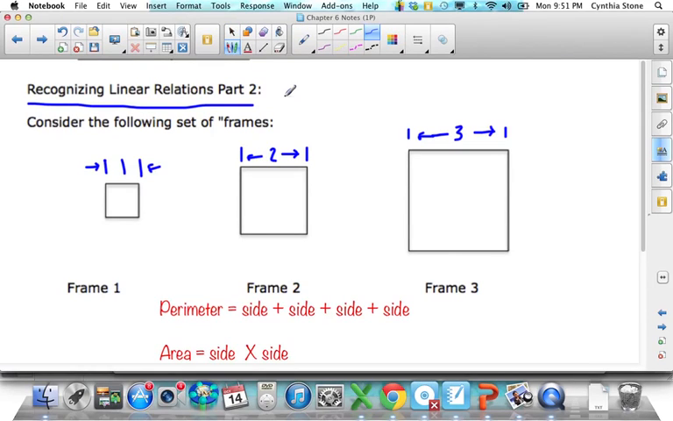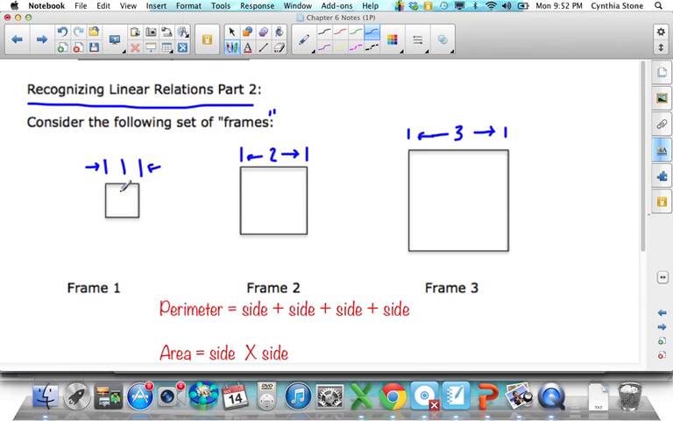Okay, part two of recognizing linear relations. So you would have done some assignment questions, and now it's time to move on to a bit more application, a bit harder problems. In this question, it's saying, consider these frames, and a frame is like this box right here.